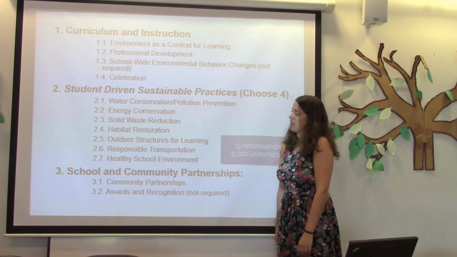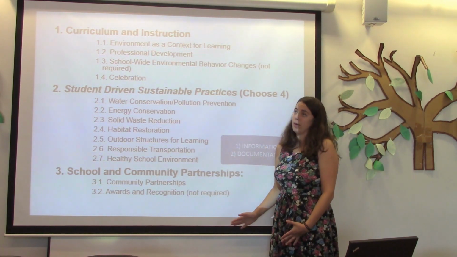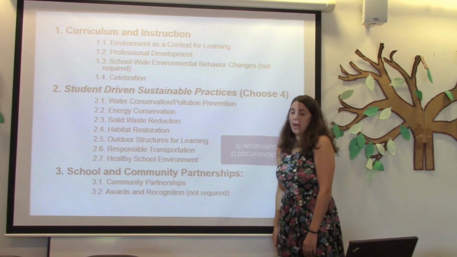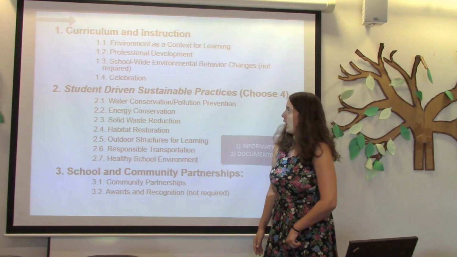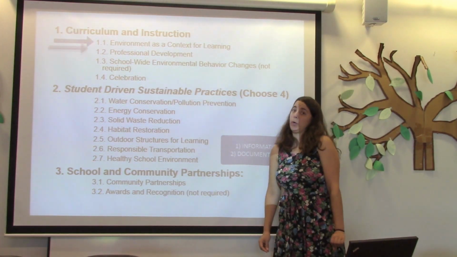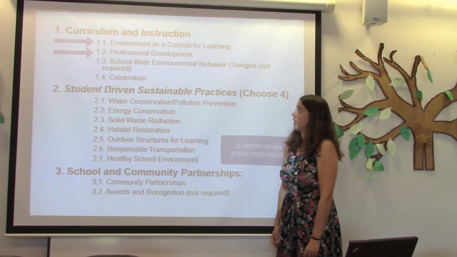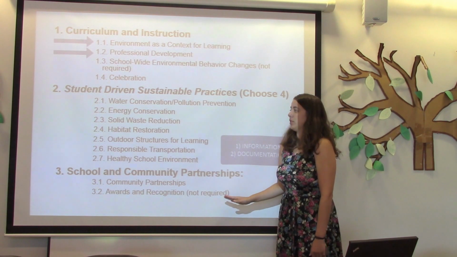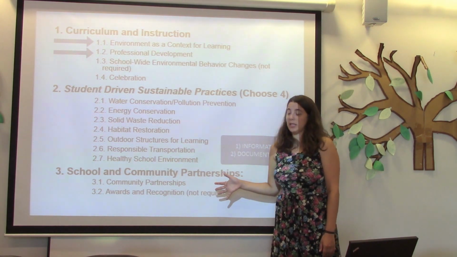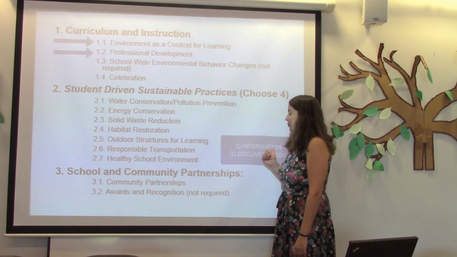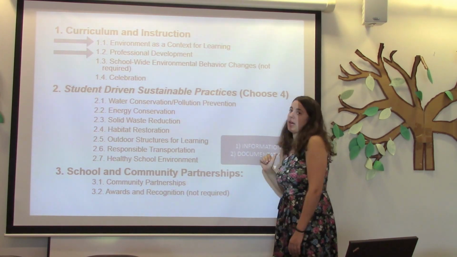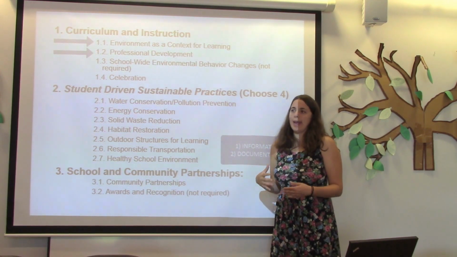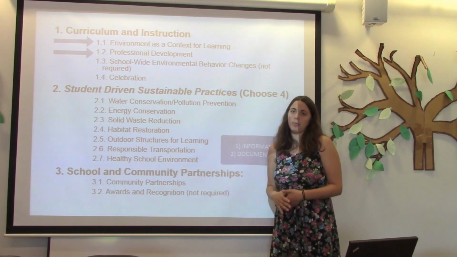This here is the Maryland Green School application in an outline format. It has Objective 1, 2, and 3 here. But today we are going to be specifically talking about 1.1 and 1.2, environment as a context for learning and professional development. Just so you know, every single one of these sections that has the activities in it needs to have information about that activity and a piece of documentation about that activity. So that'll look like photos, student work, and other examples, which we'll talk about at the end of the video.